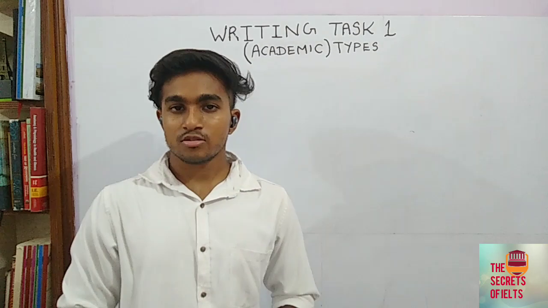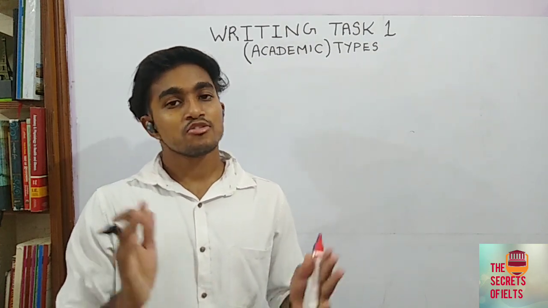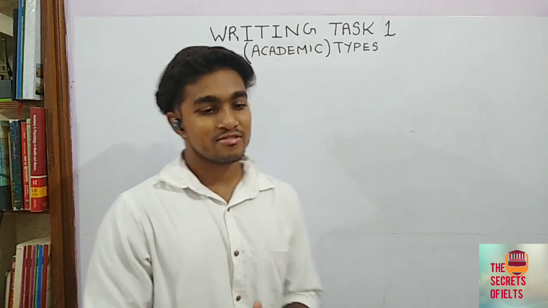The fourth type of Task 1 is the line graph. So what is a line graph? Let's look at it.